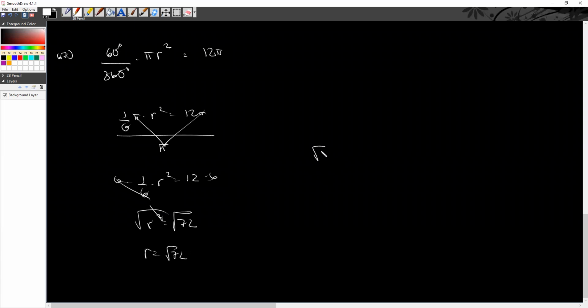The square root of 72 can be broken down. Can someone give me the best combination of numbers that's going to make this happen? Howard: 36 and 2. So I get r equals 6 rad 2. Cool. Elena. That's cool. Same thing.